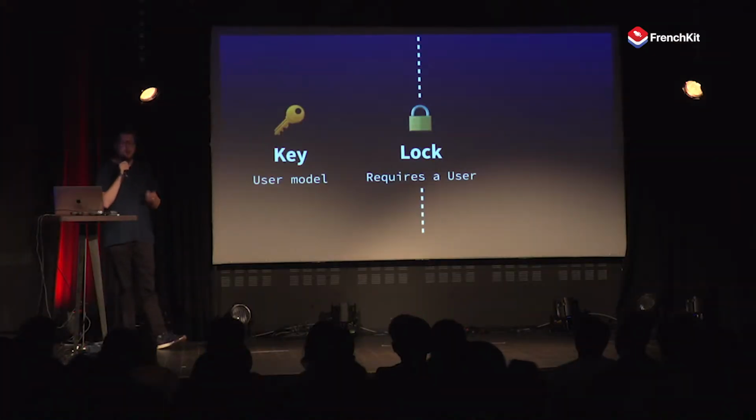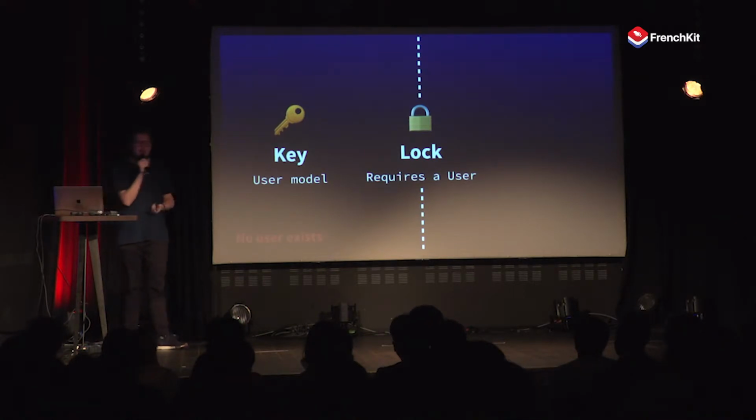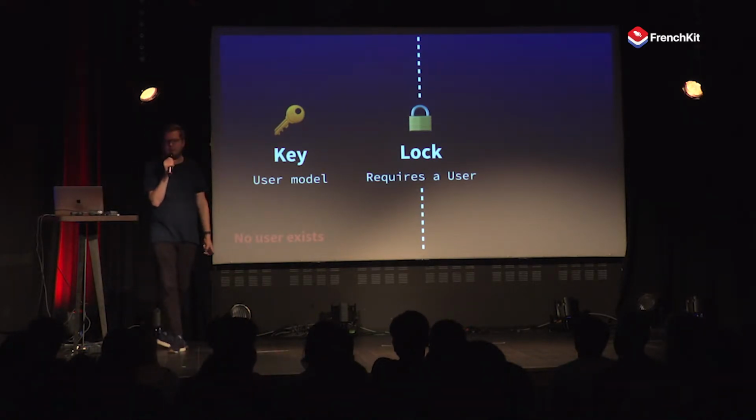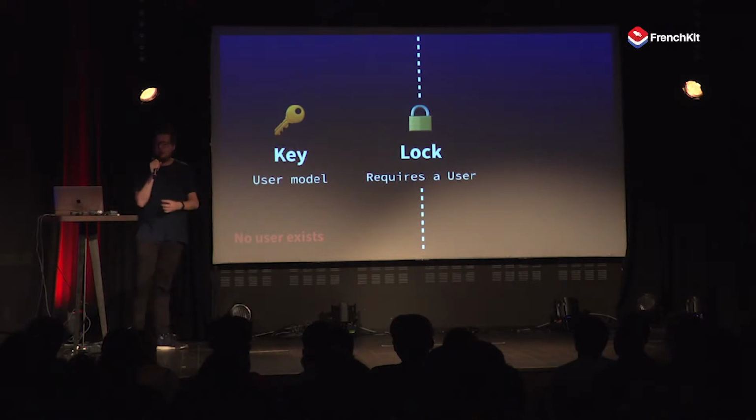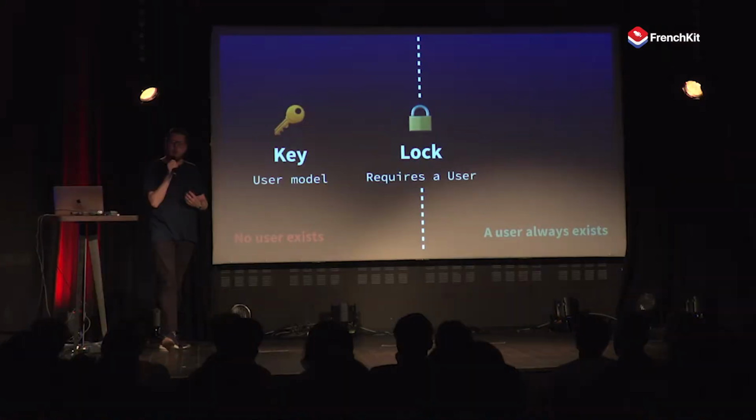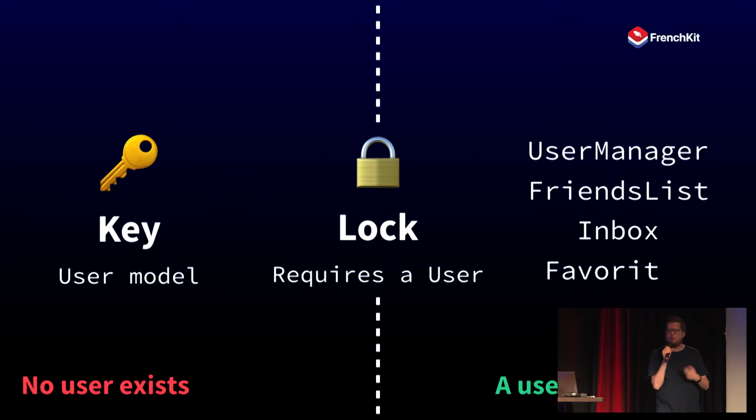What that means is that we can structure our code base into two distinct parts. We can have one part where we are guaranteed that we don't have a user, because the user hasn't logged in yet, for example. But in the other part of the code base, once we're past the lock, a user always exists. That means that we don't need to have those optionals anymore. We don't need those awkward guard statements. We can always use the user as a non-optional property. So that means that we implement classes like a user manager or friends list or inbox, or something relating to the user, and we are sure that we have a user.